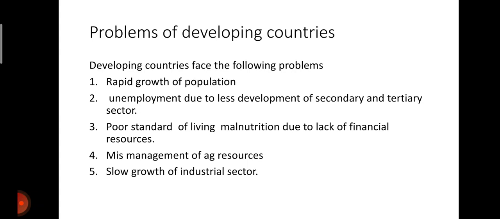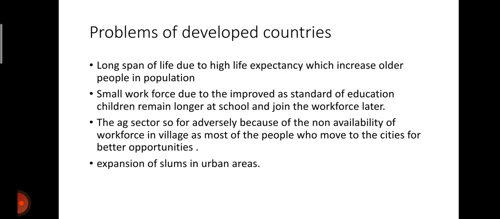Third, poor standard of living due to malnutrition and also due to the lack of financial resources. Fourth is mismanagement of agricultural resources. Fifth is slow growth of the industrial sector, because if the industrial sector grows, it will give employment to most of the population or citizens.